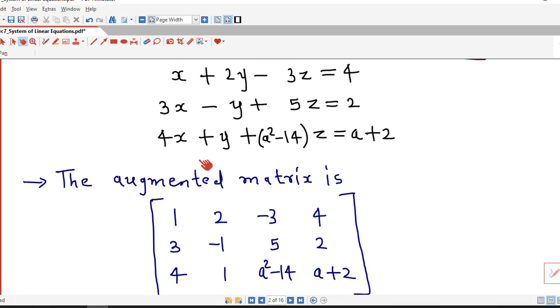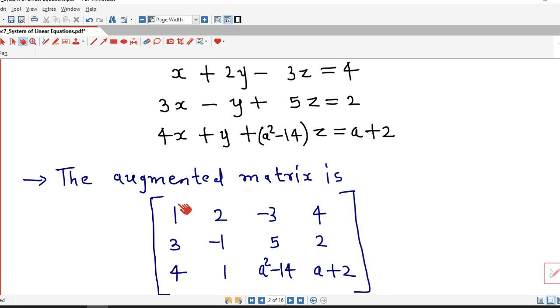corresponding to the given system. The first column corresponds to coefficients of x, which are 1, 3 and 4. Then coefficients of y, which are 2, minus 1, 1. Then coefficients of z, which are minus 3, 5, a square minus 14. And the constants on the right hand side are written in the last column, which are 4, 2, a plus 2. And now we start with the first non-zero entry of the first row, which is 1. So we make these two entries 0 to convert this augmented matrix into row echelon form.